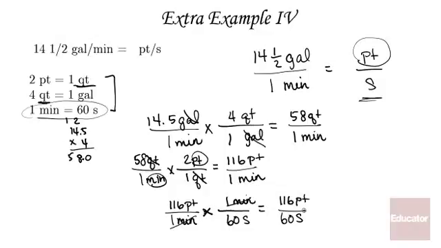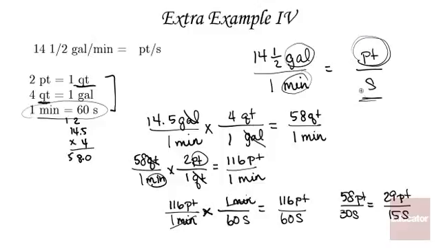You may leave it like this, or you may choose to simplify it, and by dividing by 2, you would have 58 pints over 30 seconds, which you could divide again and get 29 pints over 15 seconds. So sometimes you may need several conversion factors to reach the final, and you should always check the units to see whether both are being converted or just one is being converted.